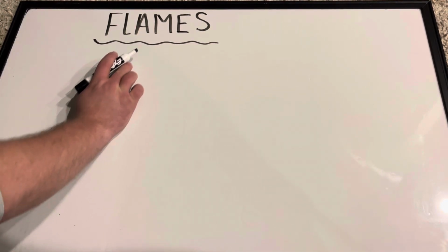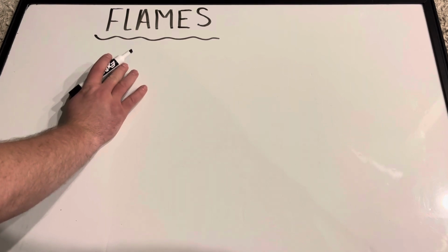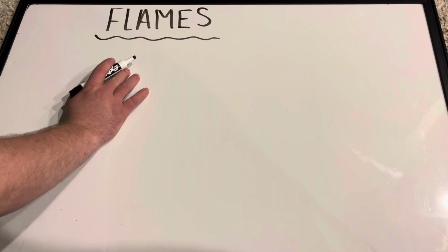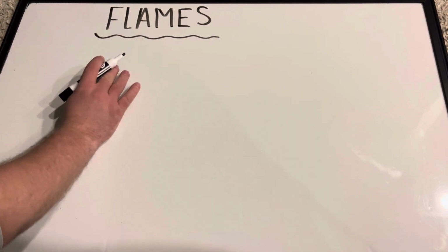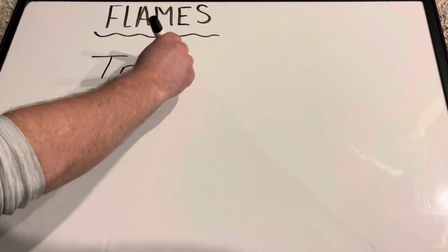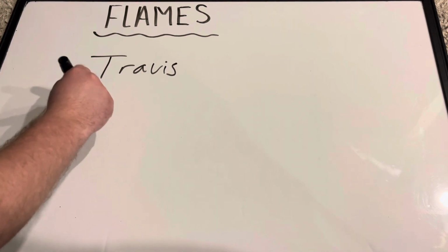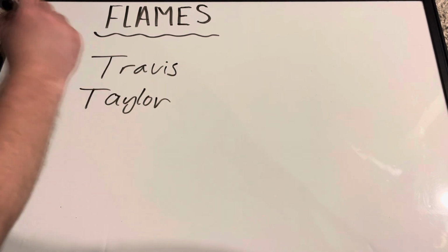How to play Flames, a fun little game that you can use to predict what the future will be like with your crush using the letters of your names. Okay, so first you write your name down. Let's say my name is Travis, and then you write down the name of your crush. Let's say we have a crush on the beautiful, dazzling Taylor.